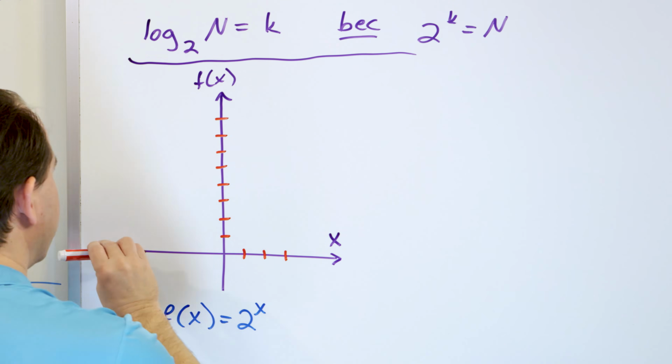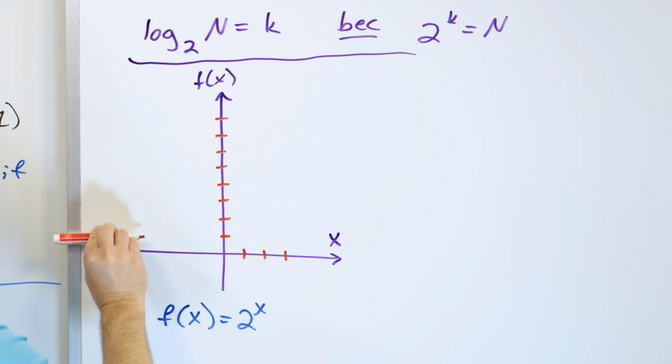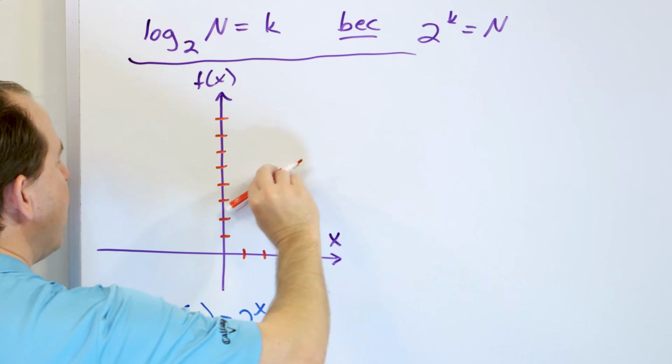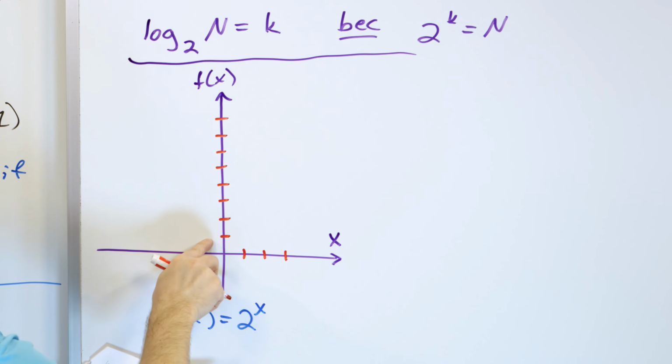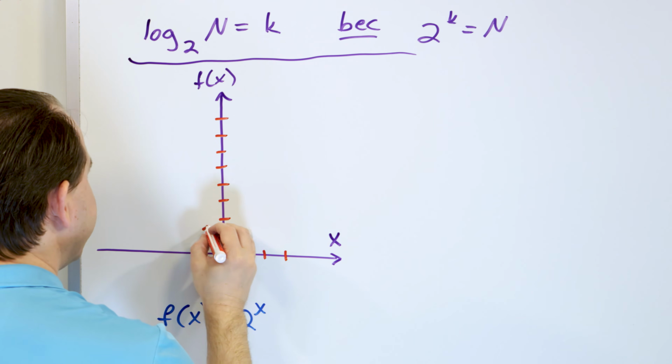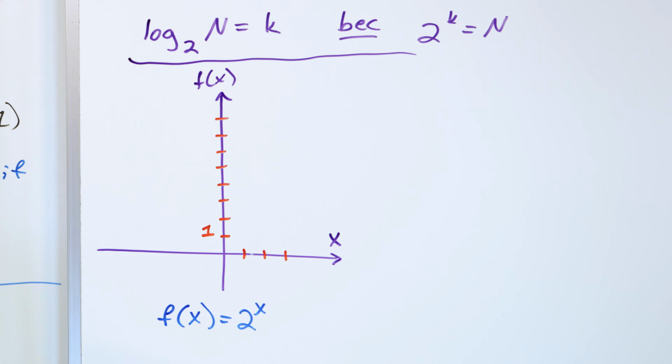Remember, every exponential with a positive base like this, a base bigger than 1, starts off like this and goes up to the right. So we know this exponential function is going to look like this. We know it's going to go through the value of 1 because this is 1 right here, right? But we need to be a little bit more precise so that when we draw the inverse, it'll make a little more sense.